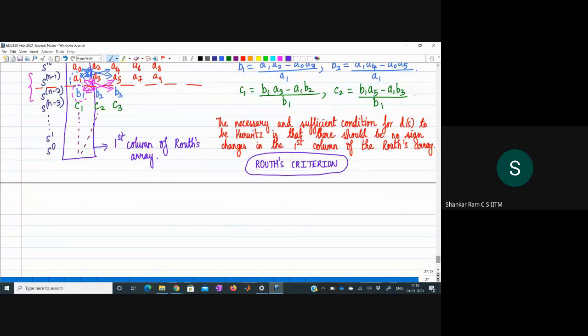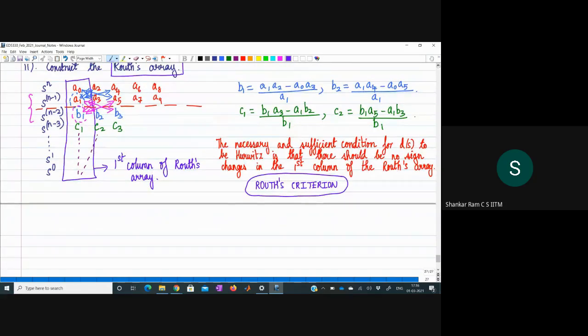Once we are given a polynomial, we do two things. First, we check whether all the coefficients of the polynomial are non-zero and of the same sign. That is the first step. Once we do the check, we construct the Routh array, complete it, and then look at the first column of the Routh array. If there are no sign changes in the first column, then the polynomial is Hurwitz. So that is what is called the Routh criteria for stability.